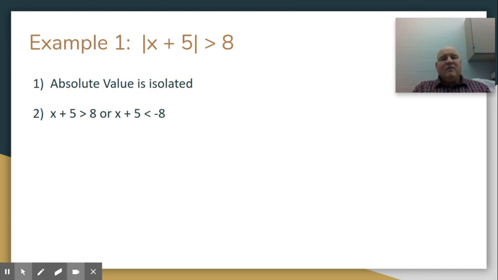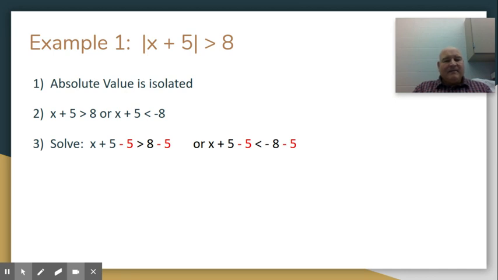Now that we have the compound, we solve it. Well, to solve it, we'll have to take away 5 on both sides. Notice that the solving step looks the same, no matter which inequality. It's what we're doing it to that is the difference. So notice we subtracted 5 on both sides, which leaves only an x on the left. So x is greater than 3. On the other side, x is less than negative 13.